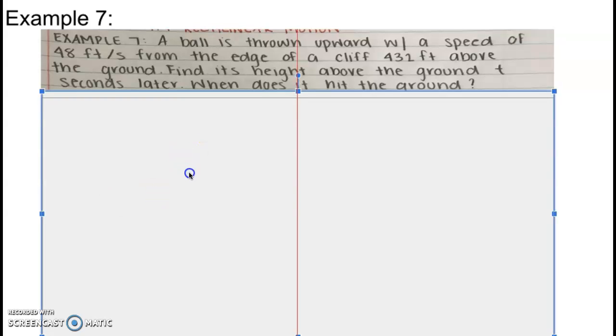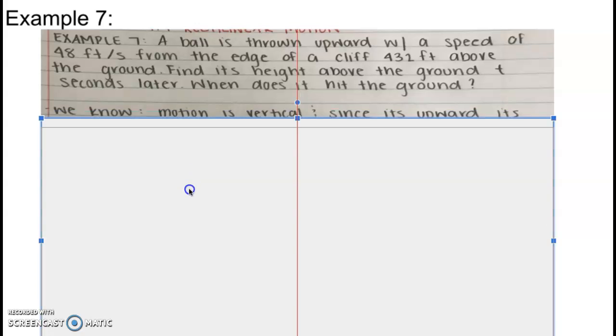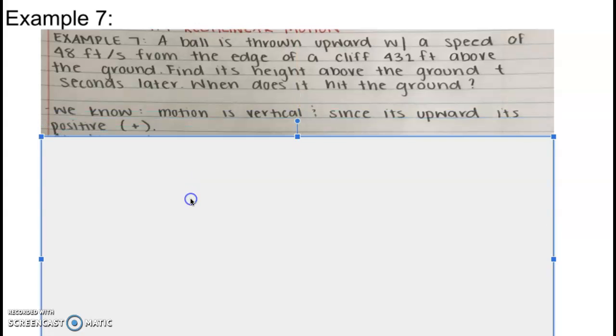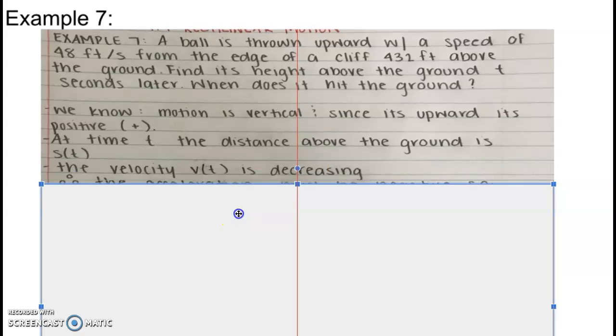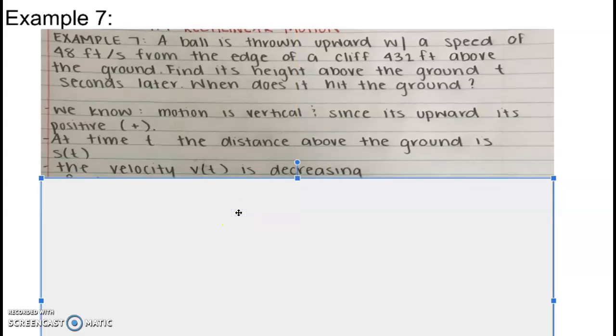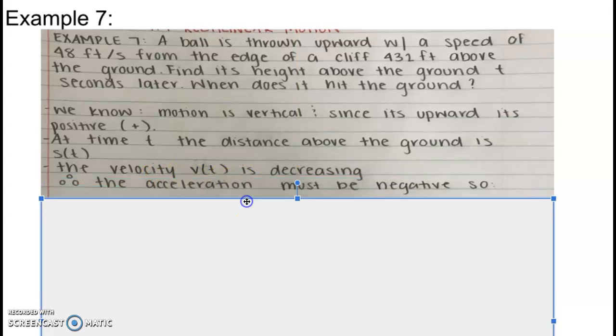So we know that motion is vertical, and since it's upwards, it's going to be positive. We also know at time t, the distance above the ground is s of t. We also know that the velocity v of t is decreasing. Therefore, the acceleration must be negative. So this will help us start.